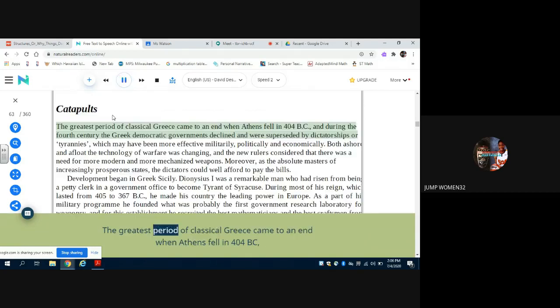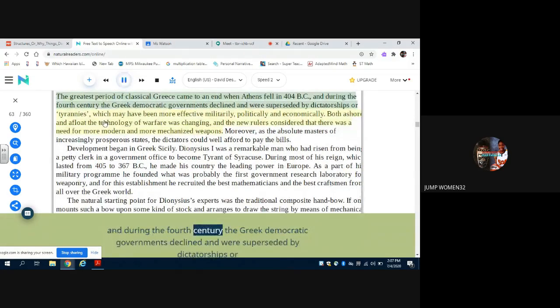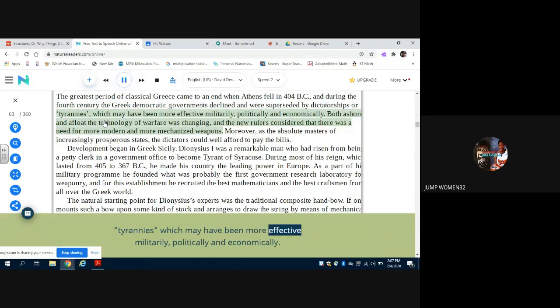The greatest period of classical Greece came to an end when Athens fell in 404 BC, and during the 4th century the Greek democratic governments declined and were superseded by dictatorships or tyrannies which may have been more effective militarily, politically, and economically. Both ashore and afloat, the technology of warfare was changing, and the new rulers considered that there was a need for more modern and more mechanized weapons.